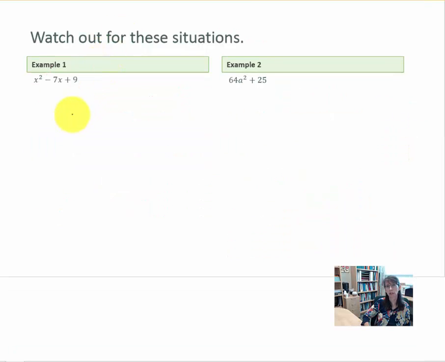Now here are some situations to watch out for. In example 1, we have 3 terms. We notice the first and the last term are perfect squares. So we might think, oh, we've got this one easy. Let's just think square root, x times x. 9 is 3 times 3. The middle is negative, so use negatives. Look what happens when we check our answer.